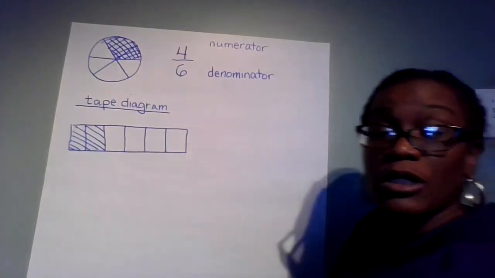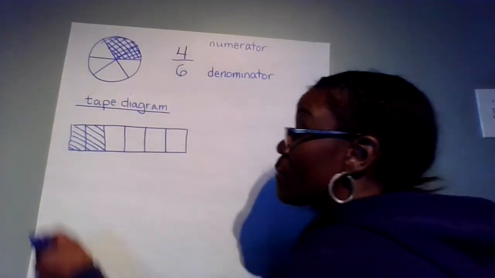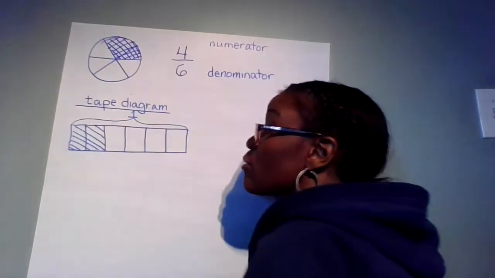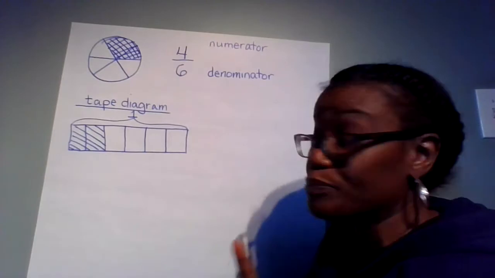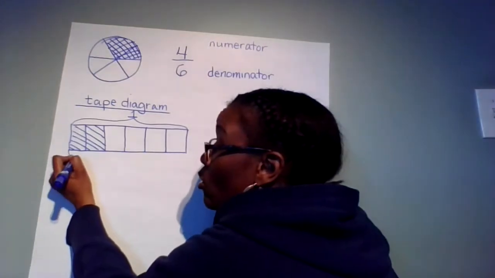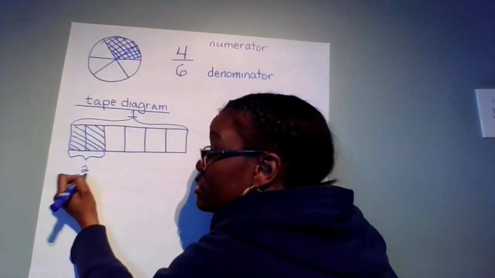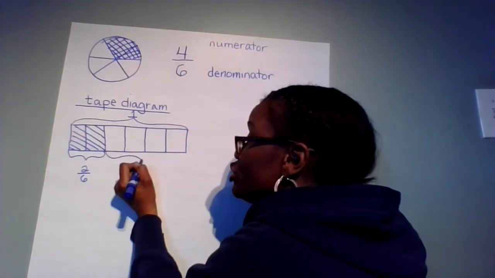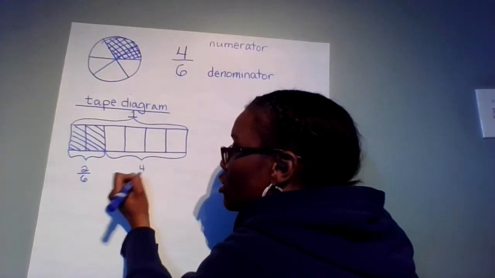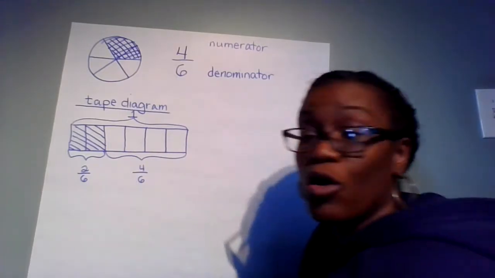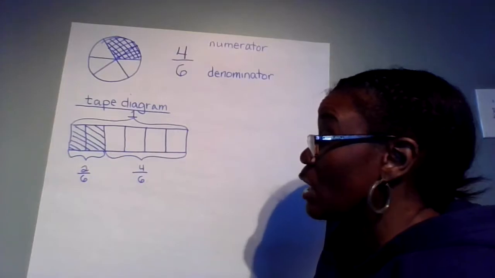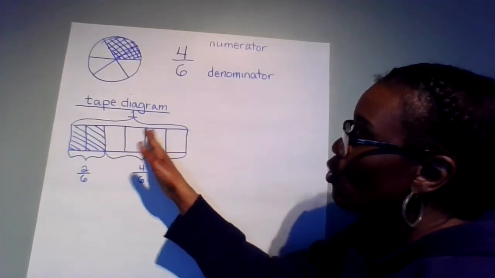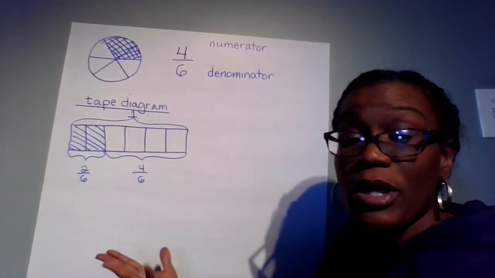And how we would label our tape diagram, we would say the whole tape diagram equals 1 whole. The shaded pieces equal 2/6. And the unshaded pieces equal 4/6.